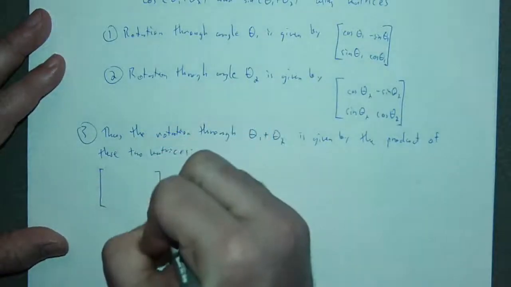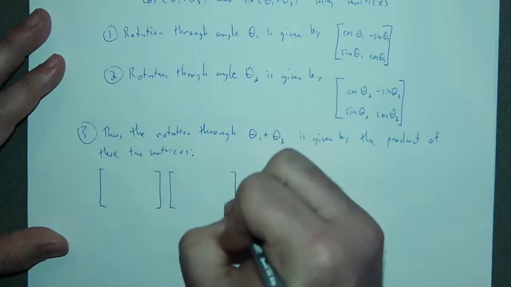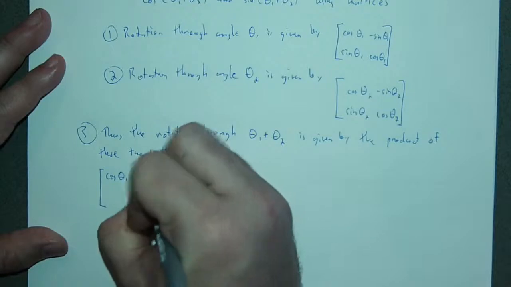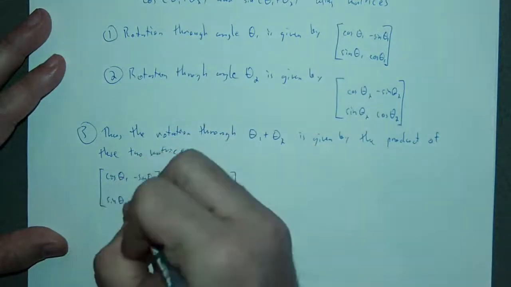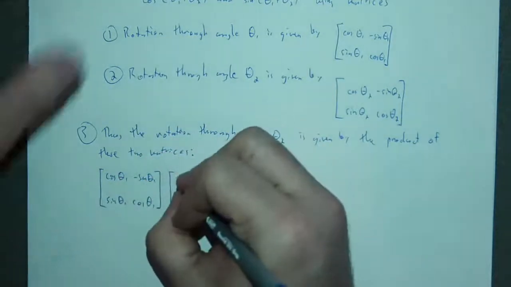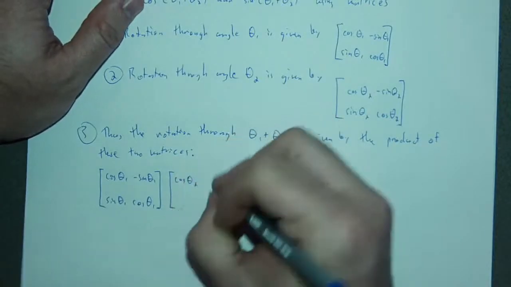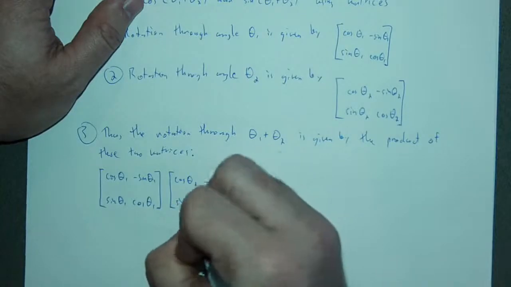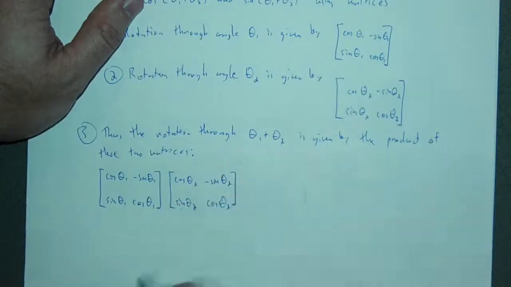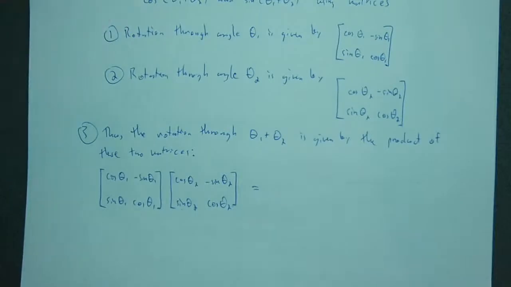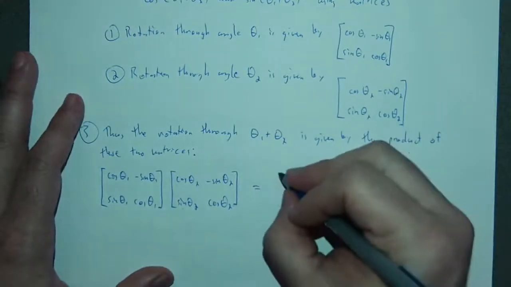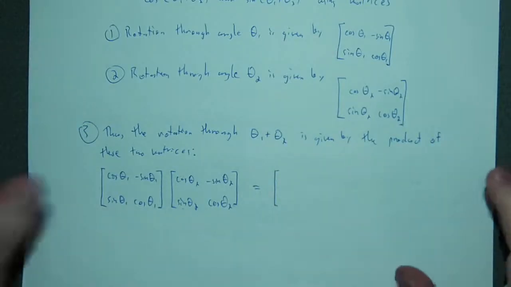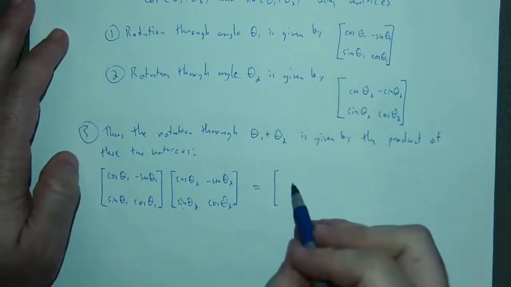Let me copy these real quick. I have cosine theta sub 1, minus sine theta sub 1, sine theta sub 1, cosine theta sub 1. Same thing with theta sub 2. Okay, so multiplying, what do I get here? So I'm going to get a 2 by 2 matrix. What are the entries going to be?